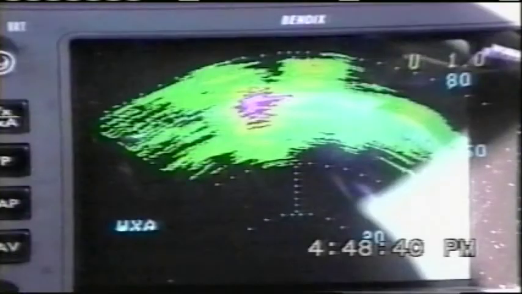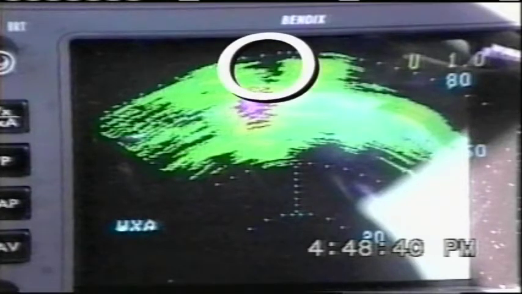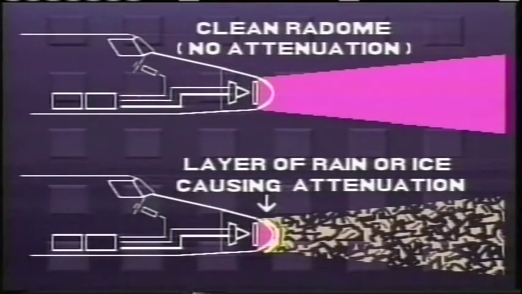Any targets that are in the path of the radar pulse but are not illuminated by the pulse because of radar attenuation are described as being in a radar shadow. Another cause of radar beam attenuation that crews should be alert to is attenuation resulting from a heavy sheet of water or the formation of an ice layer on the radome.